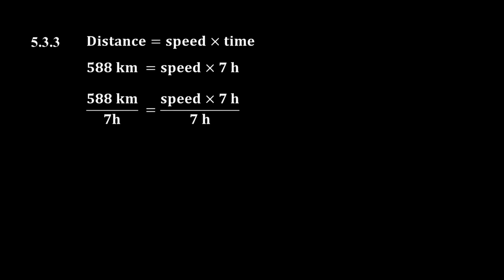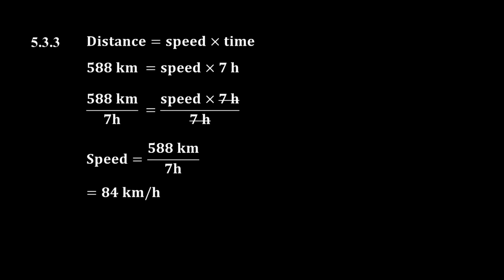Dividing both sides of this equation by 7 hours will give us the equation 588 kilometers divided by 7 hours equals speed multiplied by 7 hours divided by 7 hours. Now the 7 hours in the numerator cancels with the 7 hours in the denominator, giving us speed equal to 588 kilometers divided by 7 hours. This equals an average speed of 84 kilometers per hour.